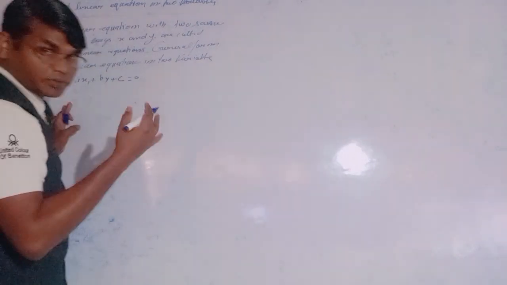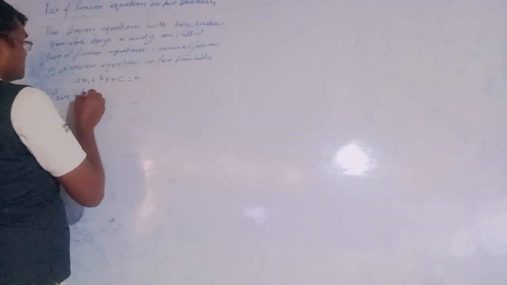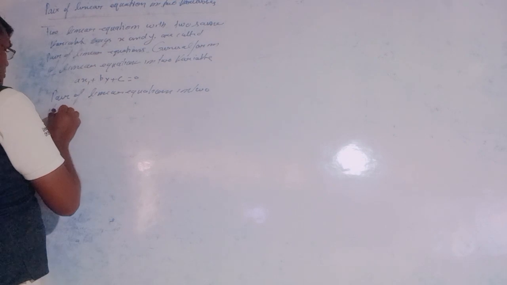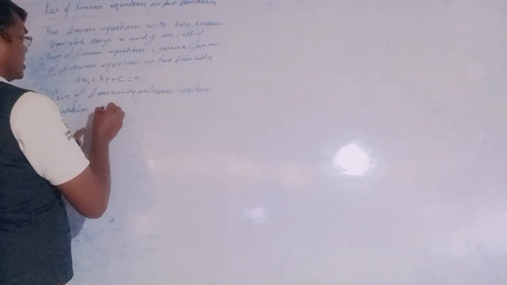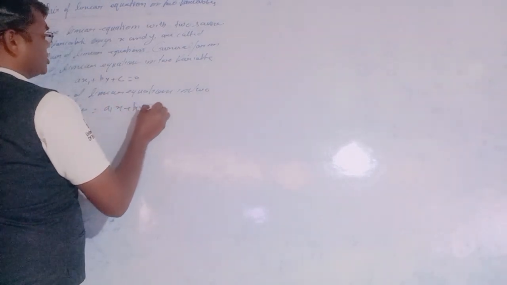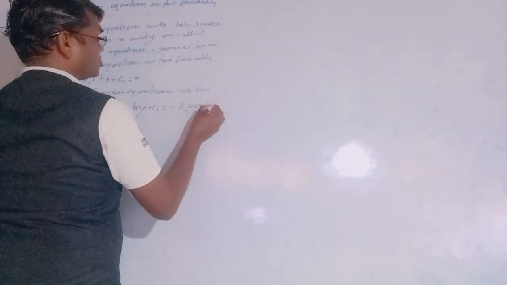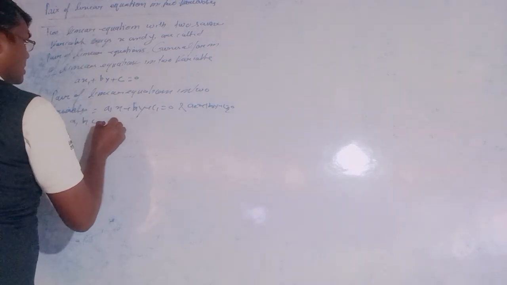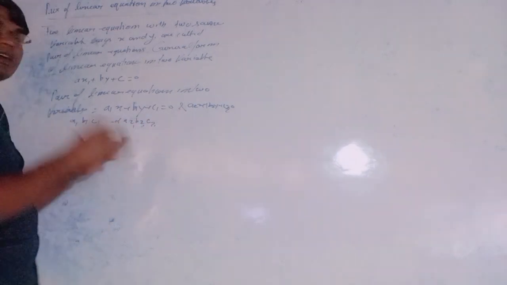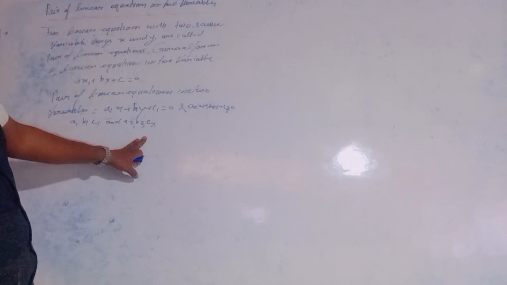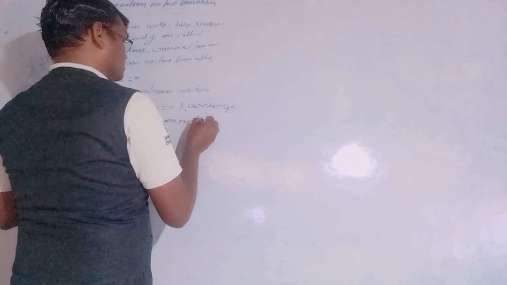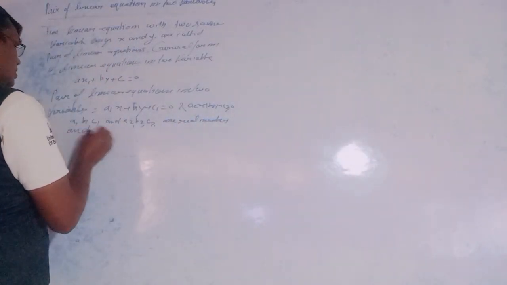But in the case of a pair, we write the pair of linear equations in two variables as a1x plus b1y plus c1 is equal to 0 and a2x plus b2y plus c2 is equal to 0. Here a1, b1, c1 and a2, b2, c2 are constant terms, which are real numbers, and a and b are not equal to 0. So it will always be represented as a linear equation.